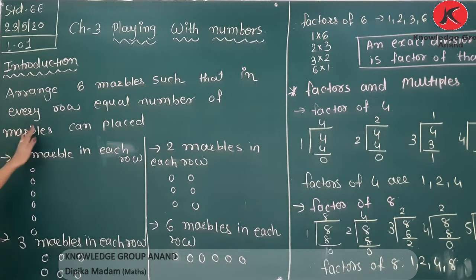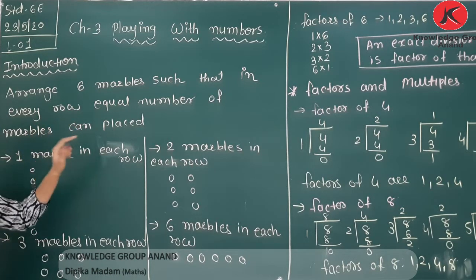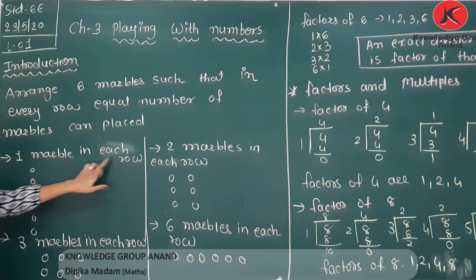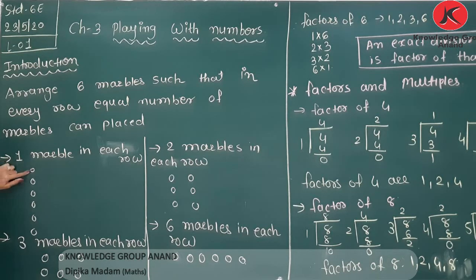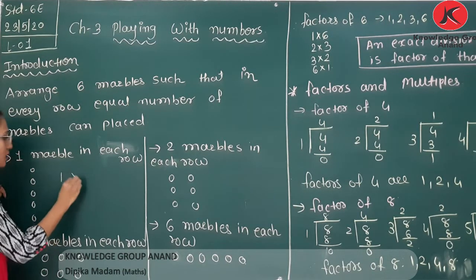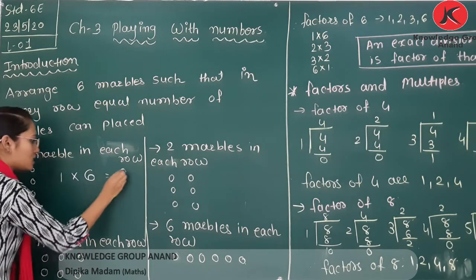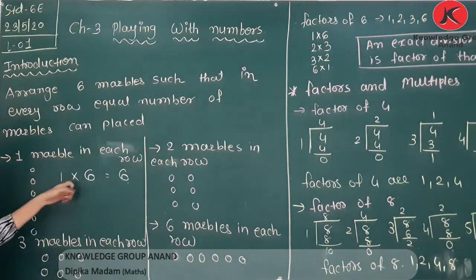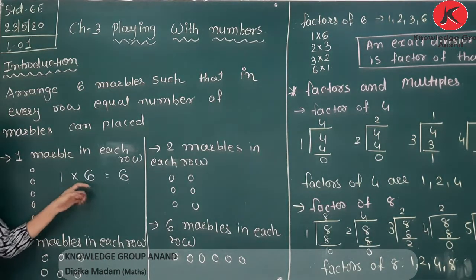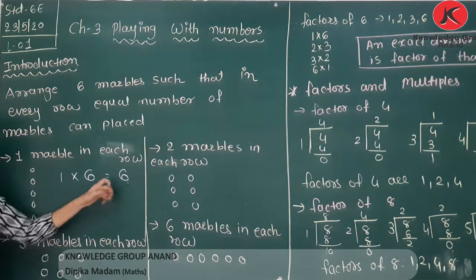So how can we arrange the 6 marbles in a way that each row gets an equal number of marbles? For example, 1 marble in each row. So we arrange 1, 2, 3, 4, 5 and 6 like this. We can write it as 1 marble in 6 rows, so it is 6. In each row 1 marble is there. There are 6 rows, it means 1 multiply 6 is 6.